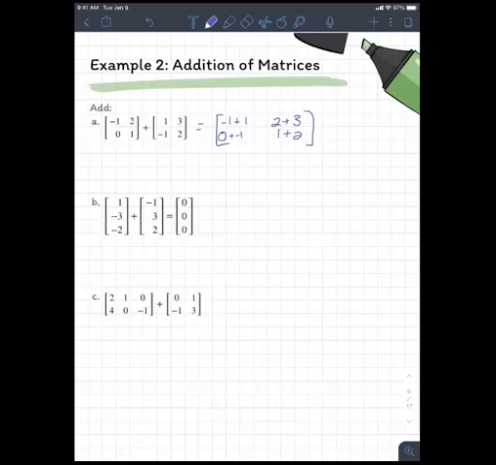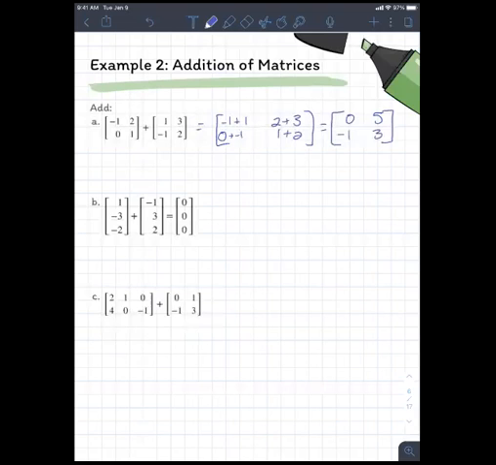So same position, add them together. That's how I got -1 plus 1, 2 plus 3, 0 plus -1, and 1 plus 2. Then you would actually add those together. So -1 plus 1 is 0, 2 plus 3 is 5, 0 plus -1 is -1, and 1 plus 2 is 3.